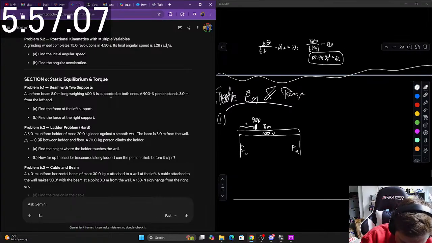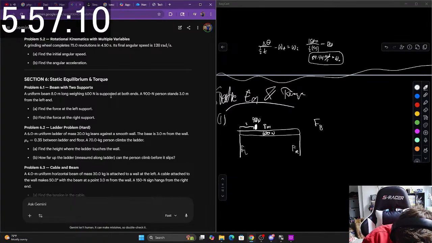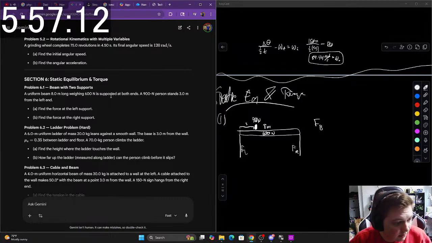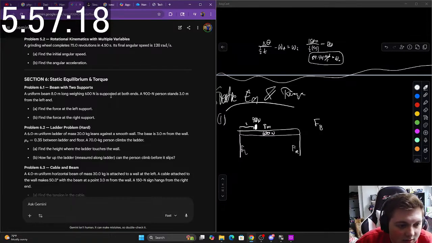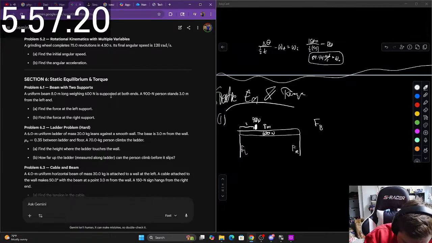So we need to find the force of the beam. So force of beam divided by 2 is equal to FL. Force is mg, or weight is equal to mg. Oh, wait, it's just 0. Right.